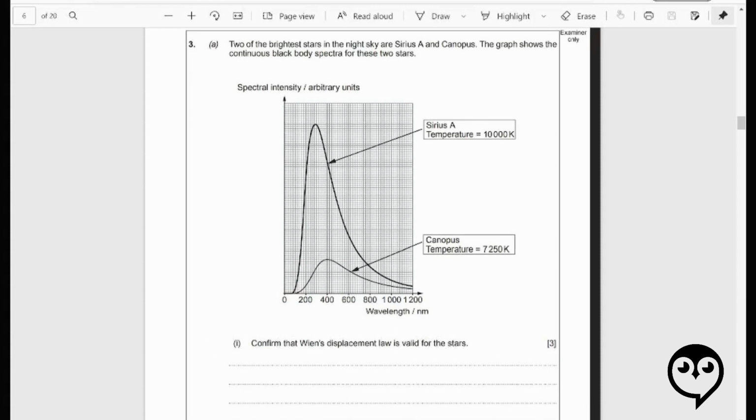One more question about Wien's law, it seems. We've got a comparison of Sirius A and Canopus. And again, it's the same type of thing. Confirm that Wien's displacement law is valid for the stars. Just in the interest of time, I think we know what we need to do here.